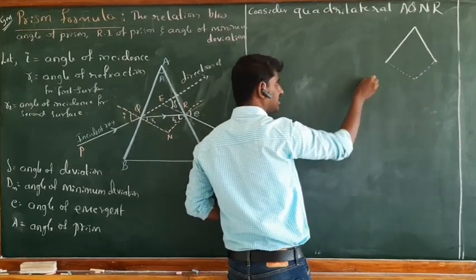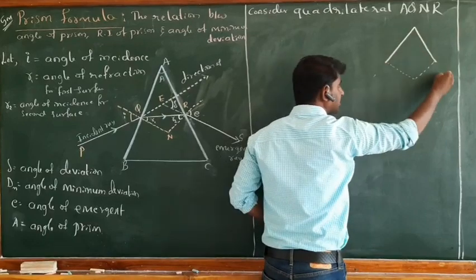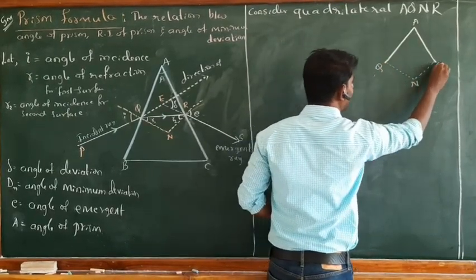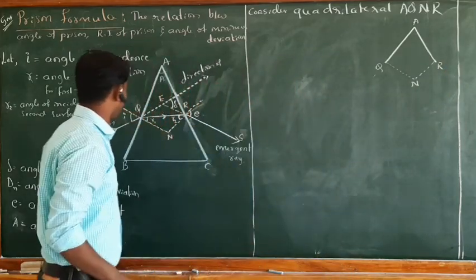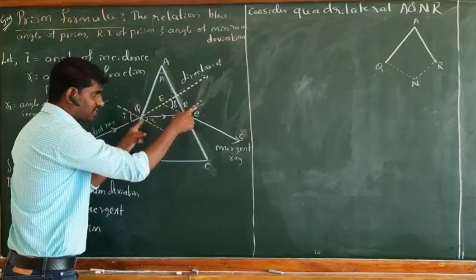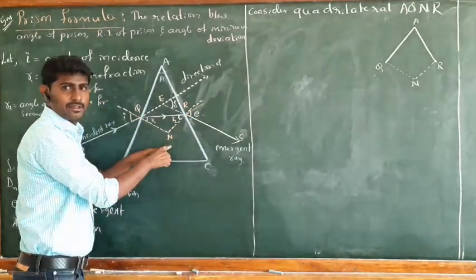Okay, actually this is the side of the prism. These are the sides of the prism. This is point A, this is Q, this is N and R. And see the diagram. So this is a normal line. This is also a normal line, and I extended those two. They are intersecting at N.